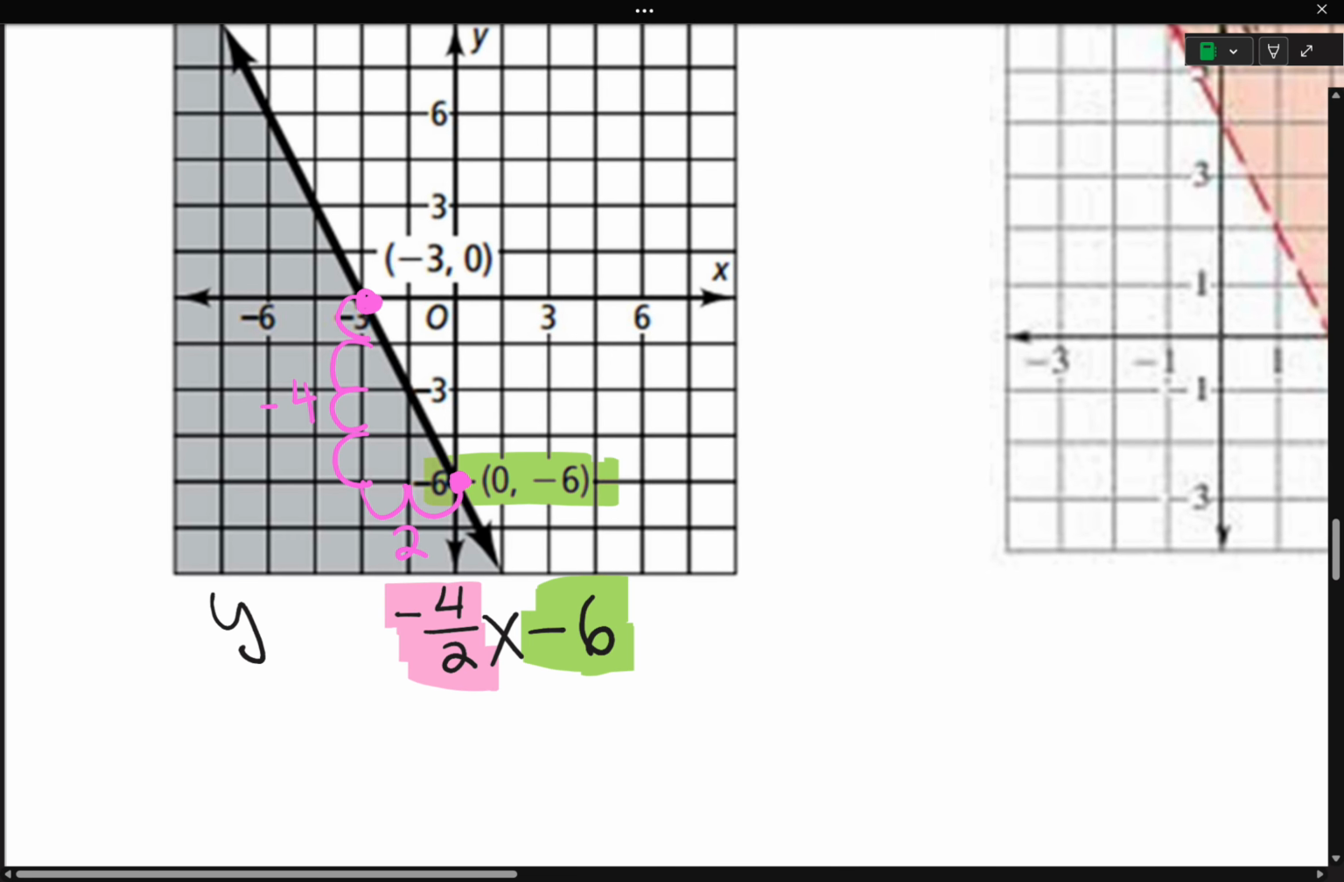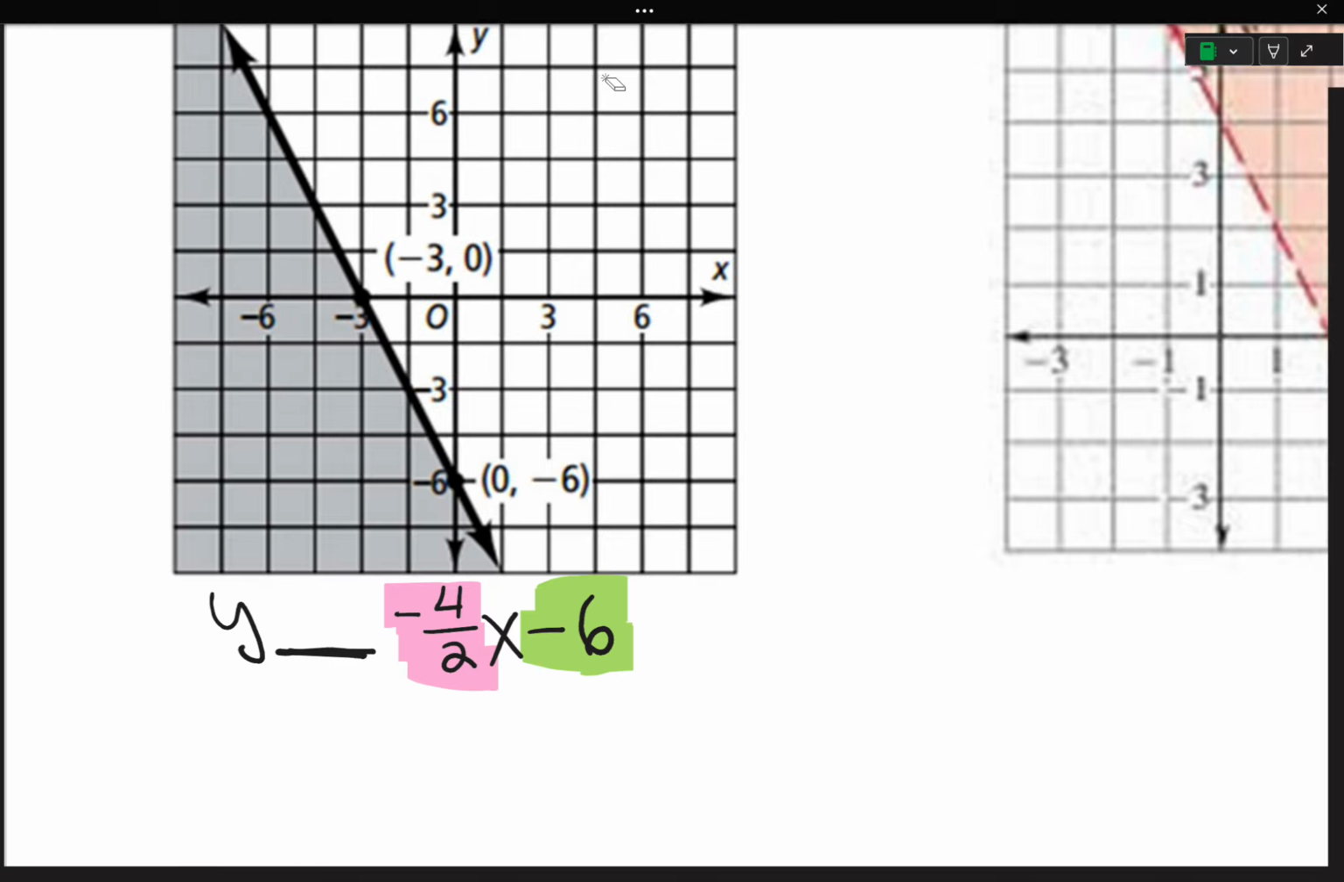All right, our line is solid, which means our symbol will have a solid line underneath it. That's the next step we took: we decided whether it's solid or dashed. After that, we decided where we would shade. If we had a greater than symbol, when we were graphing inequalities, we would shade above the y-intercept. If we had less than symbols, we would shade below the y-intercept.